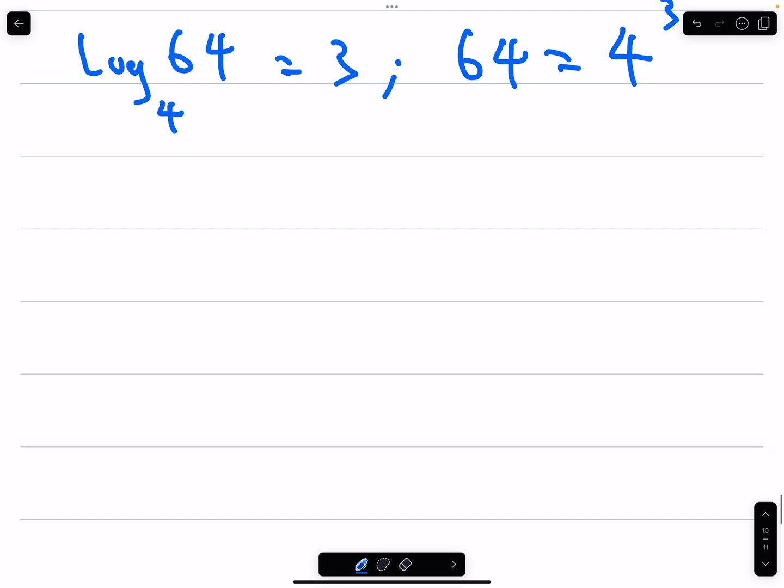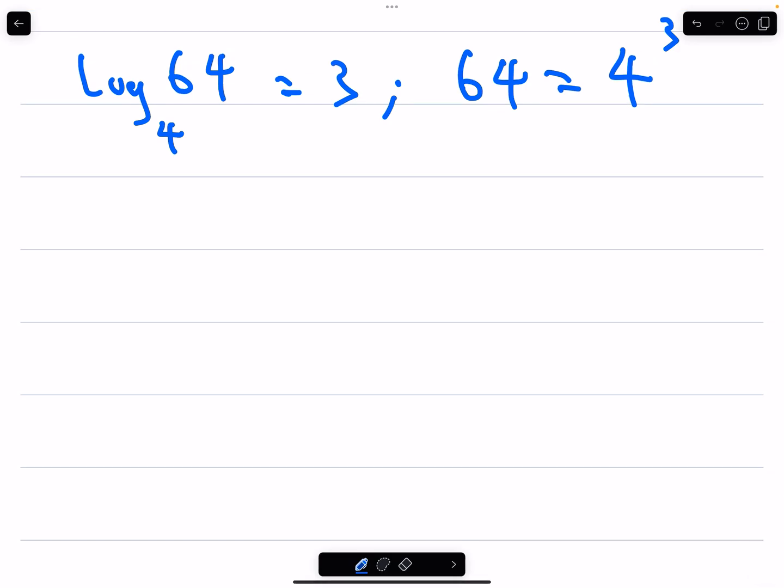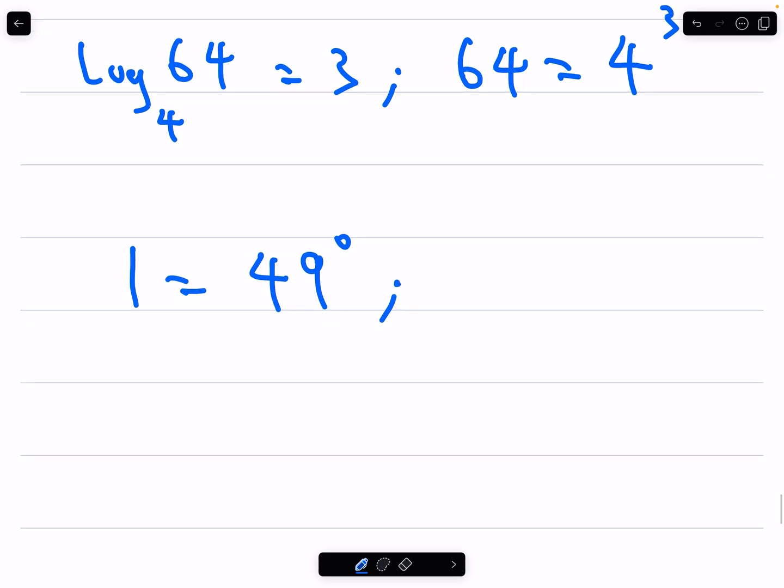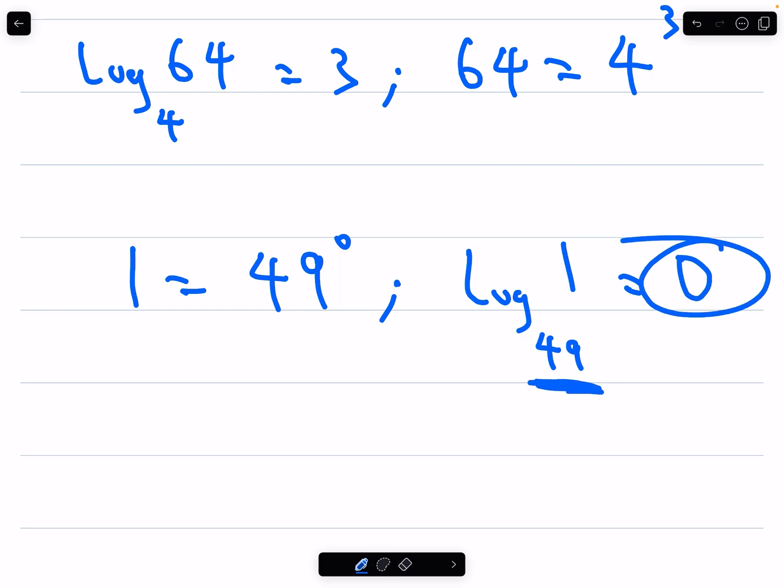And if you have to change this to log form, let's change 49 raised to power 0 equals 1 to log form. Or better still, I can write it as 1 equals 49 raised to power 0. To change this to log form, what you have simply is log 1 base 49 equals 0, because you see that 0 is the power to which 49 must be raised to be equal to 1. And that's it basically.